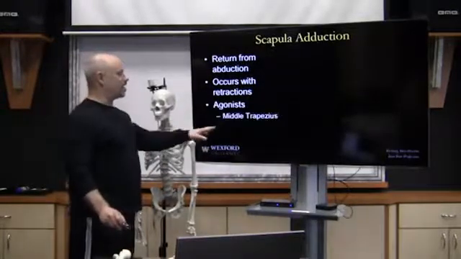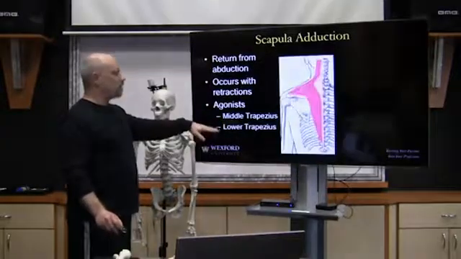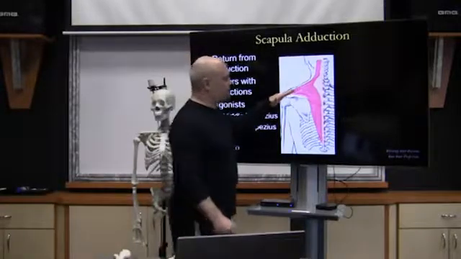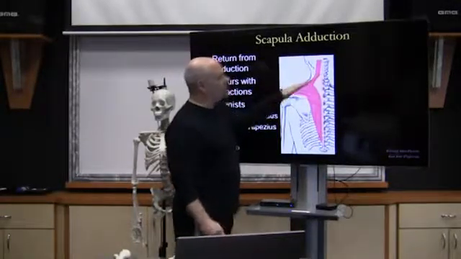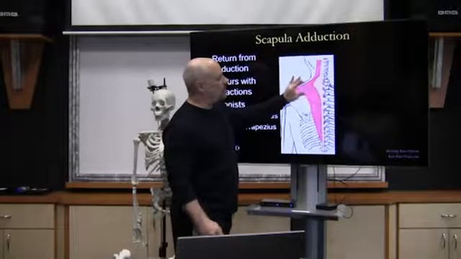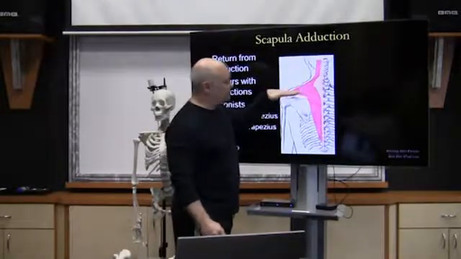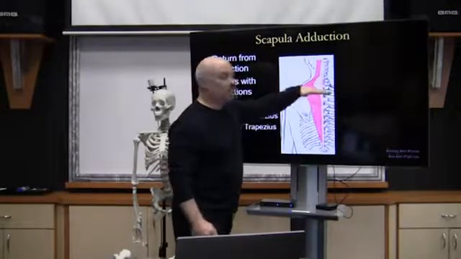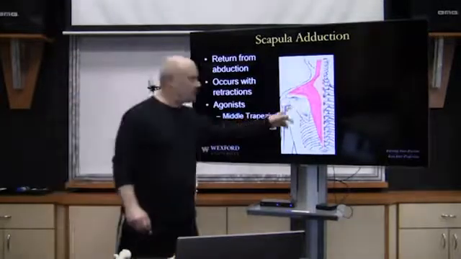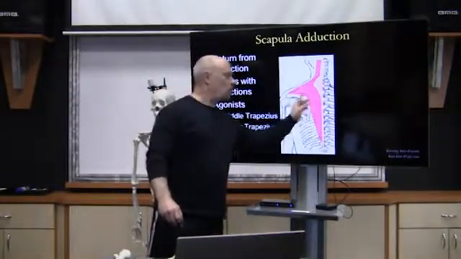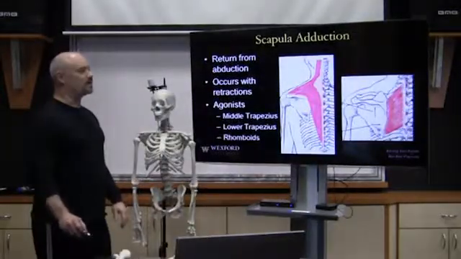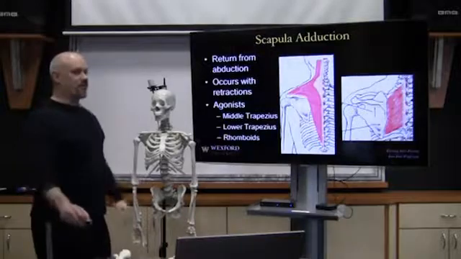The agonists here are the middle traps and the lower traps, because you have them pulling inward this way. If you think of vector resolution, you have a vector here, an arrow pulling in, and a vector pulling there, and when you do the analysis, or addition of those two and resolution of that, you have fibers pulling toward the midline. So those are the middle traps, and the upper fibers of the lower traps will pull the scapula toward the spine as well. Also, the rhomboids not only do elevation, they also do retraction as well.